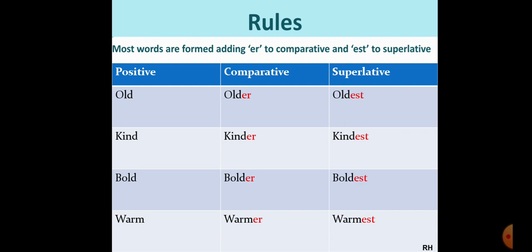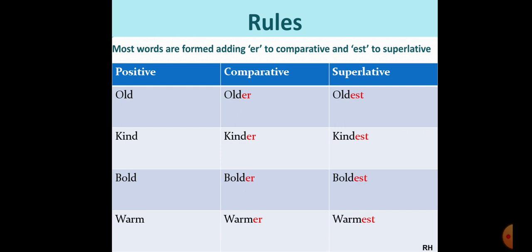Okay, the other one, for example. So, and the oldest among all, superlative. You can see most comparative degrees are formed using ER and most superlative degrees are formed using EST. So, old becomes older in comparative and oldest in superlative. Same way, kind, kinder, kindest, bold, bolder, boldest, warm, warmer, warmest. You can see ER and EST are highlighted, right?